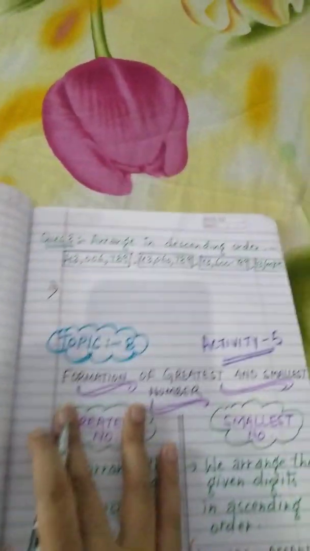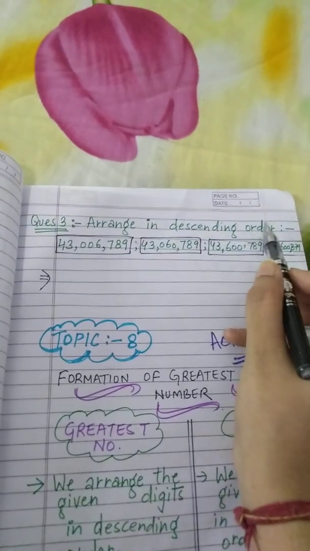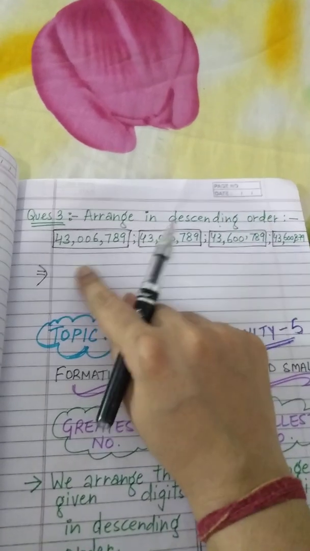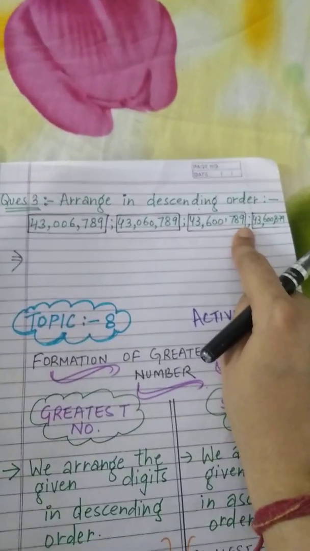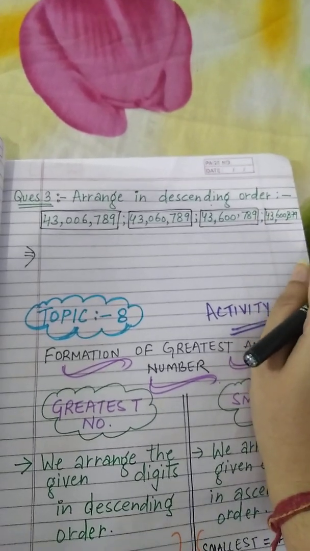Now the next question, that is question number 3, is arrange in descending order. Now what is descending order? In descending order we have to arrange the given set of numbers from biggest to smallest.